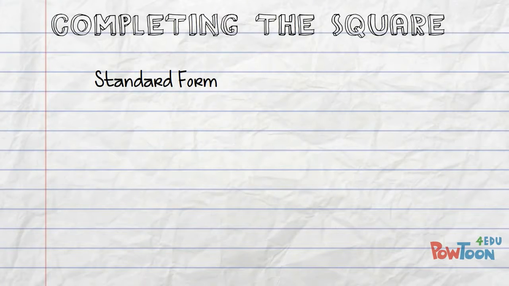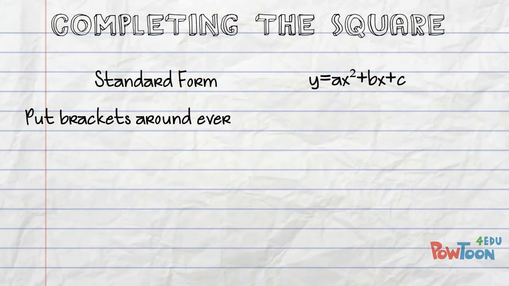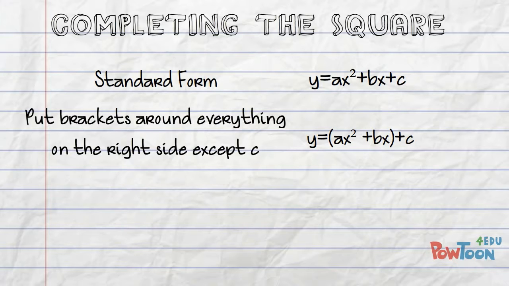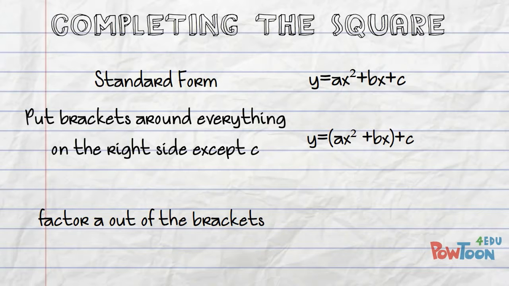To complete the square of standard form, y = ax^2 + bx + c, we're first going to start by putting brackets around ax^2 + bx and leaving out c. Then we're going to factor a out of the brackets to get y = a(x^2 + (b/a)x) + c.